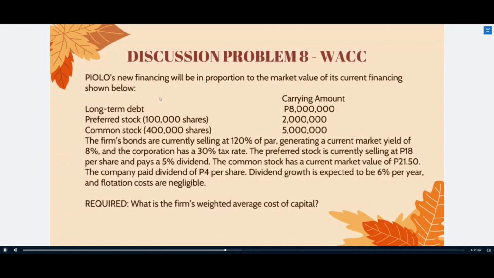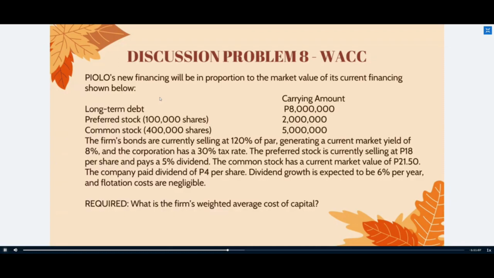Let's have problem number 8 or the weighted average cost of capital. So the requirement is, of course, what is the firm's weighted average cost of capital? So Piolo's new financing will be in proportion to the market value of its current financing shown below. So we have the long-term debt of 8 million carrying amount, preferred stock of 2 million, common stock of 5 million. The firm's bonds are currently selling at 120% of par, generating a current market yield of 8%. The corporation has 30% tax rate.